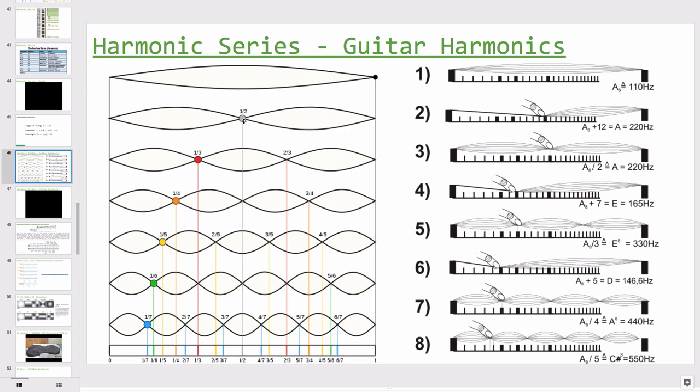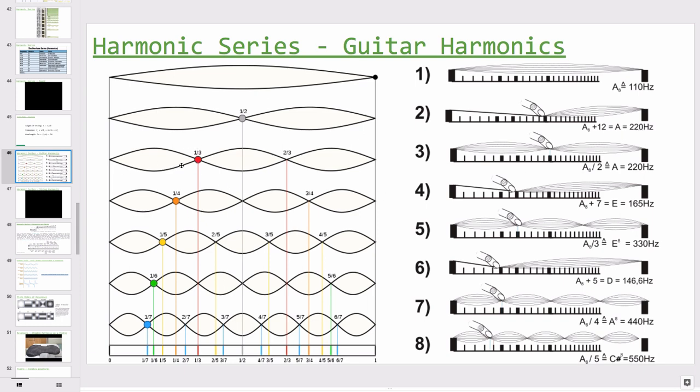Mode 2 sounds. Mode 3 doesn't sound anymore. Again, antinode, so it completely mutes that. But mode 4 sounds. So it turns out if you go all the way down the line, every even one, every multiple of 2, will sound. And so you get 220 hertz, right?